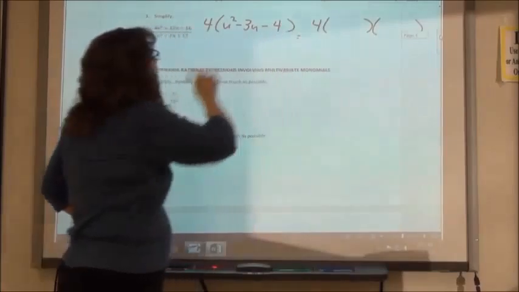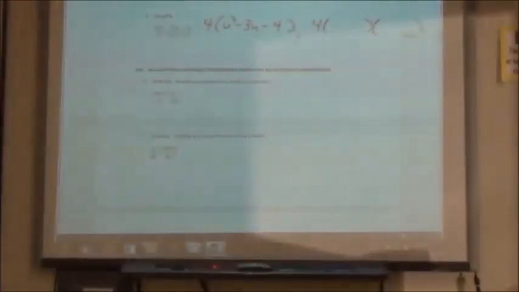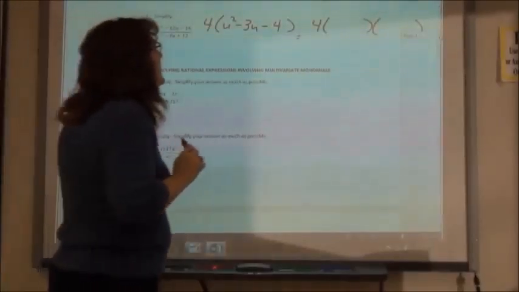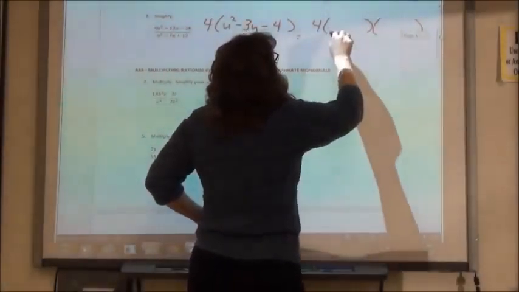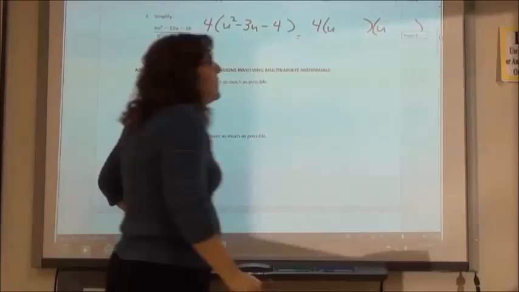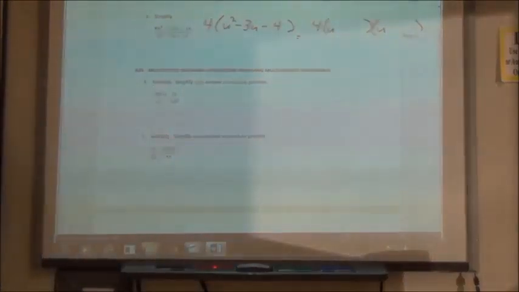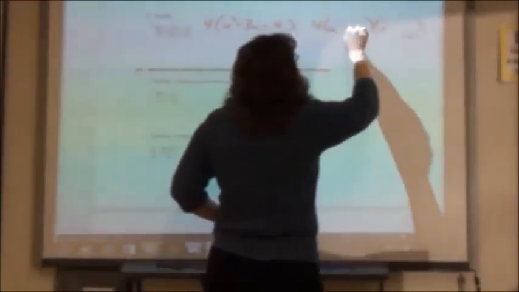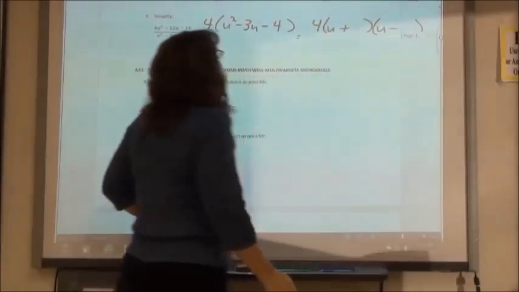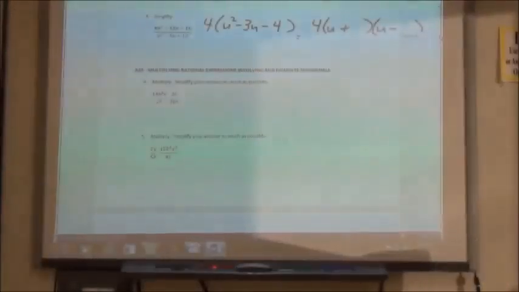So, factoring the u squared minus 3u minus 4. Factors of u squared: u and u. My signs: a plus and a negative, because again we got a negative on the end. And factors of 4 that give us a minus 3 in the middle.